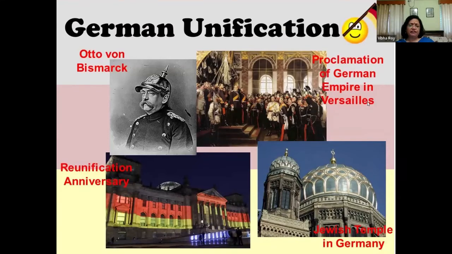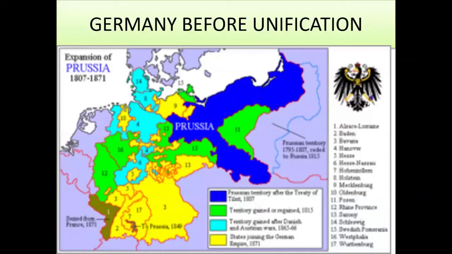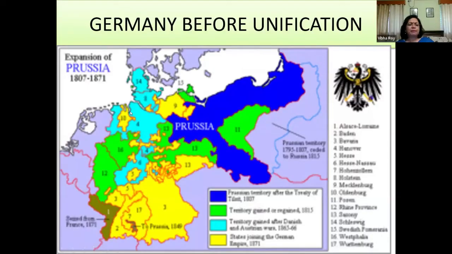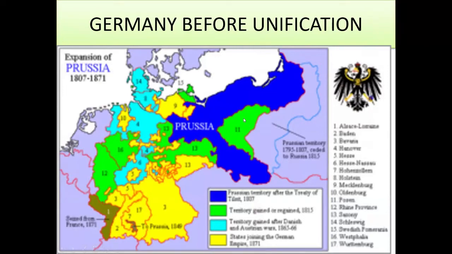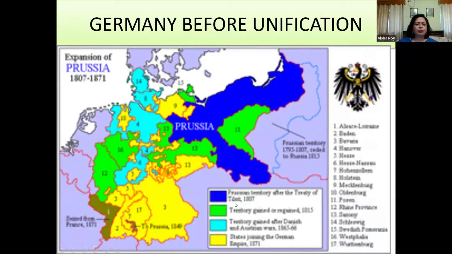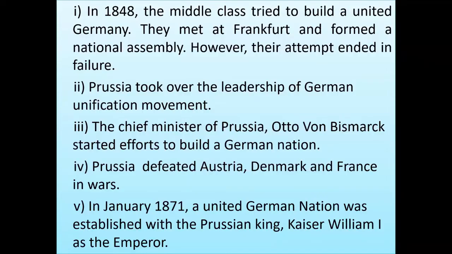Now, German unification. How did German unification take place? If you see the map, the expansion of Prussia is being shown. So Prussia is here, you can see. It's not very clear. I think in the book it is more clear. So how did the German unification take place? This is the picture of Germany before the unification.